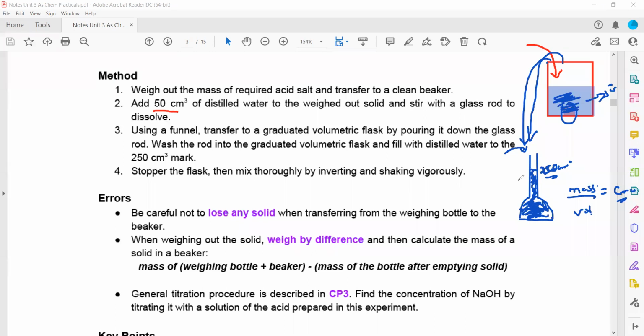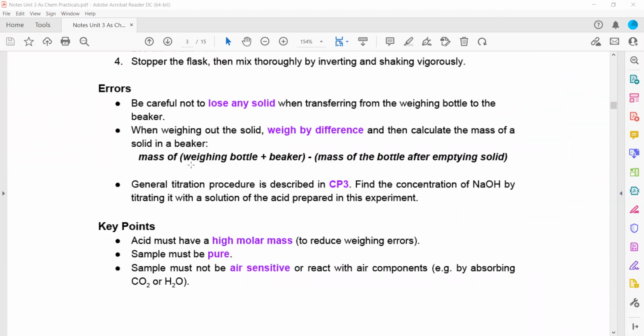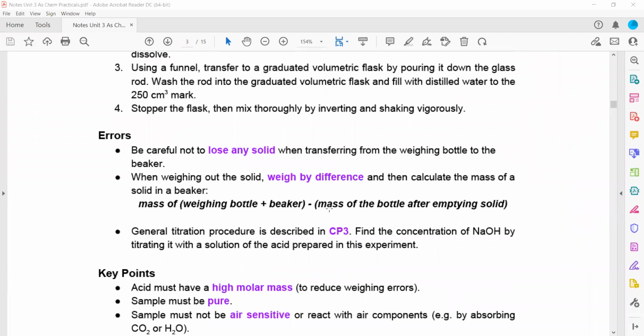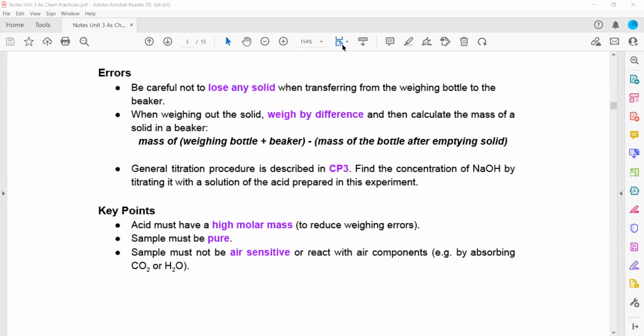But what might be the errors when we are doing this experiment? This solution can then be used for titration, but that's a secondary part. How to make a standard solution: we take a solid, add water, stir to dissolve, transfer to a volumetric flask, wash the beaker and transfer the washings into the flask, fill up to the mark, place a stopper and turn it upside down or shake so that it has a uniform concentration.